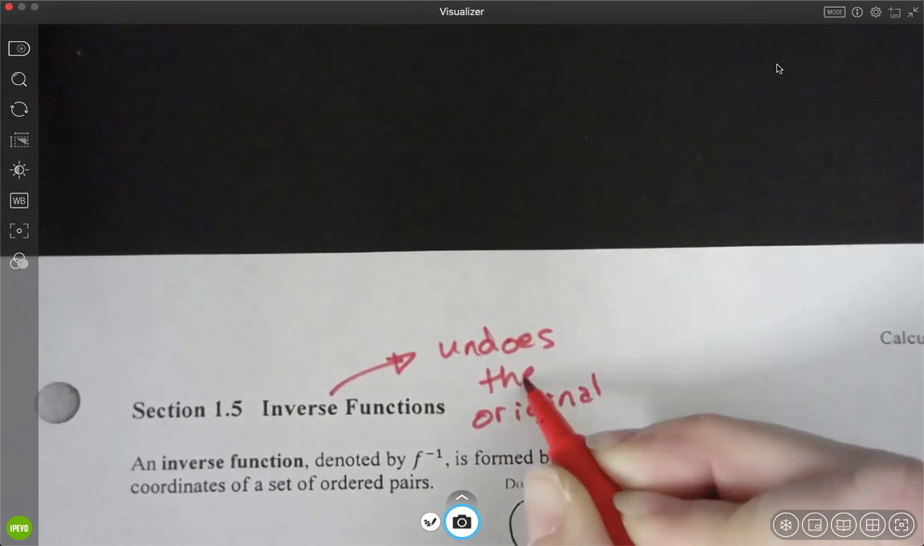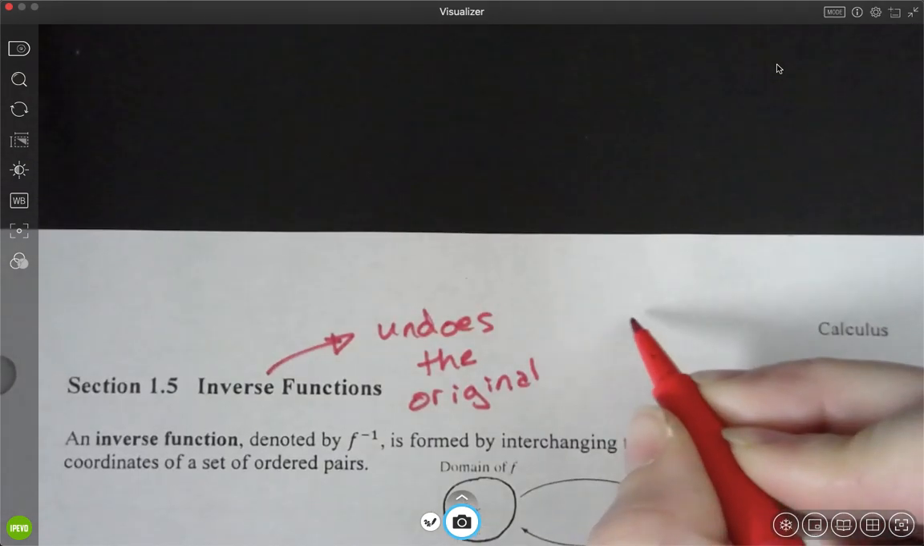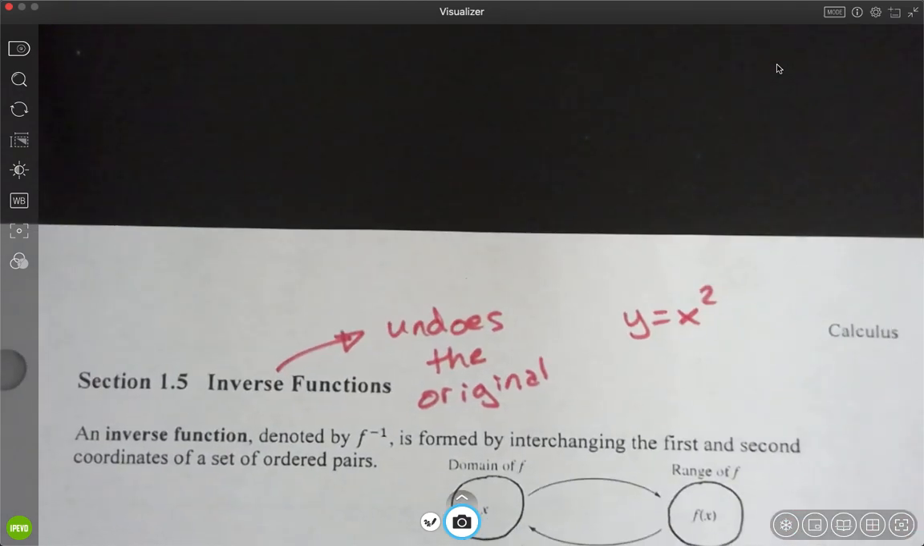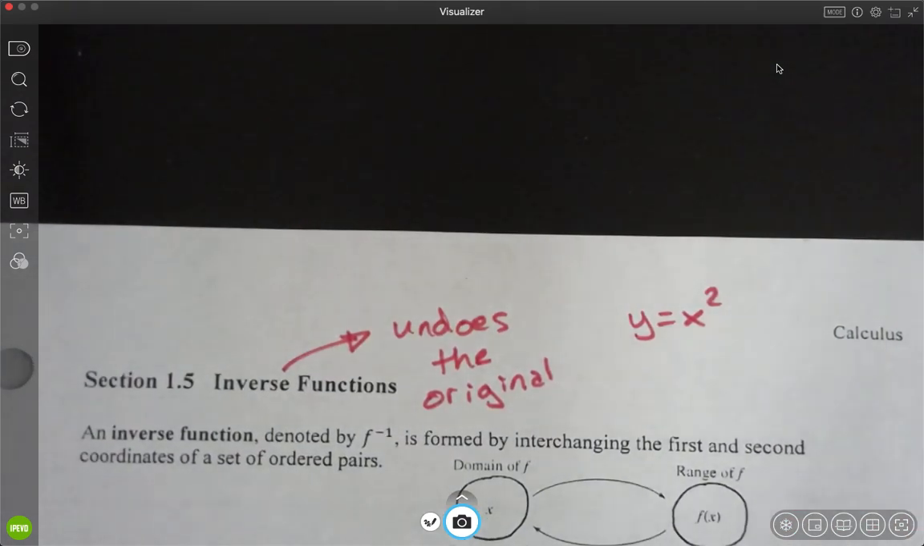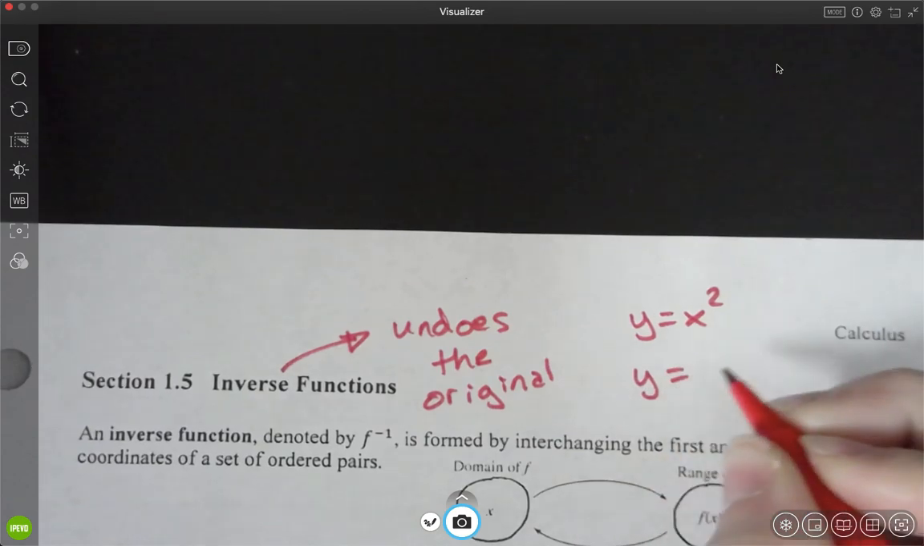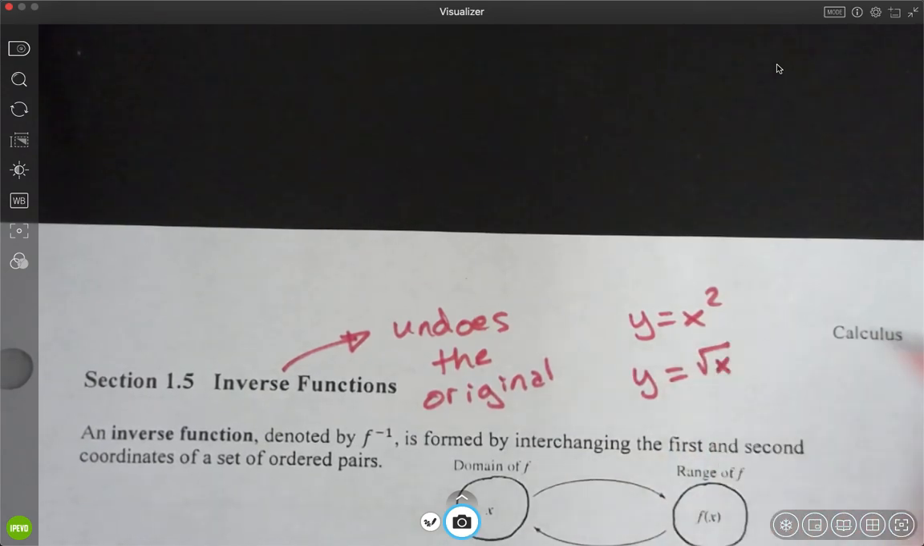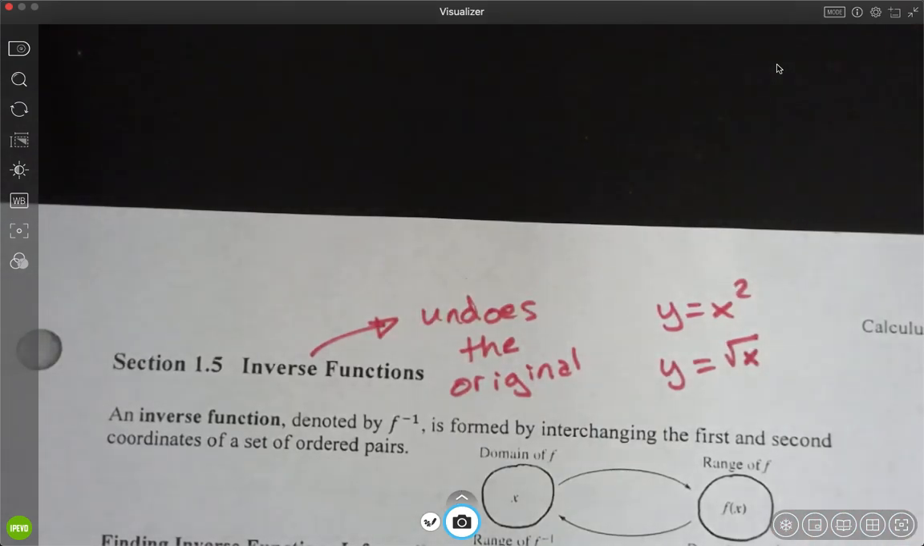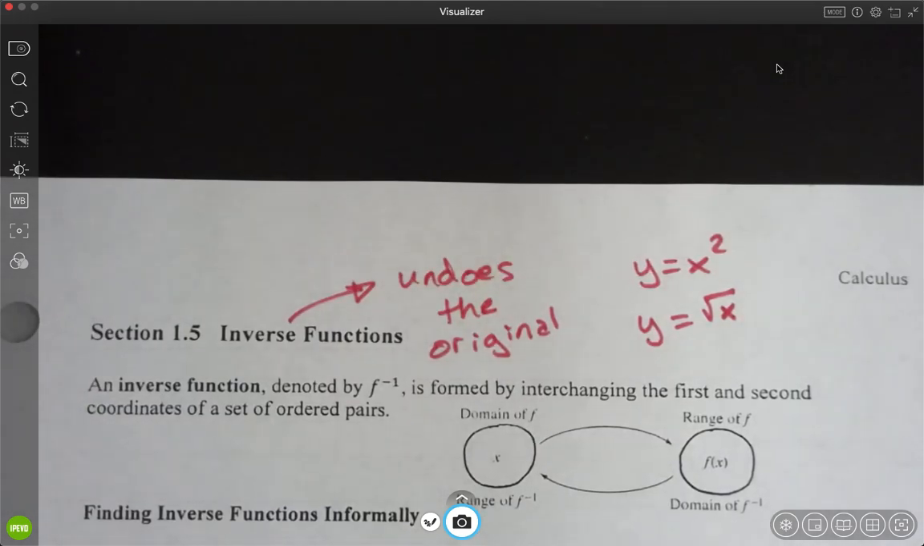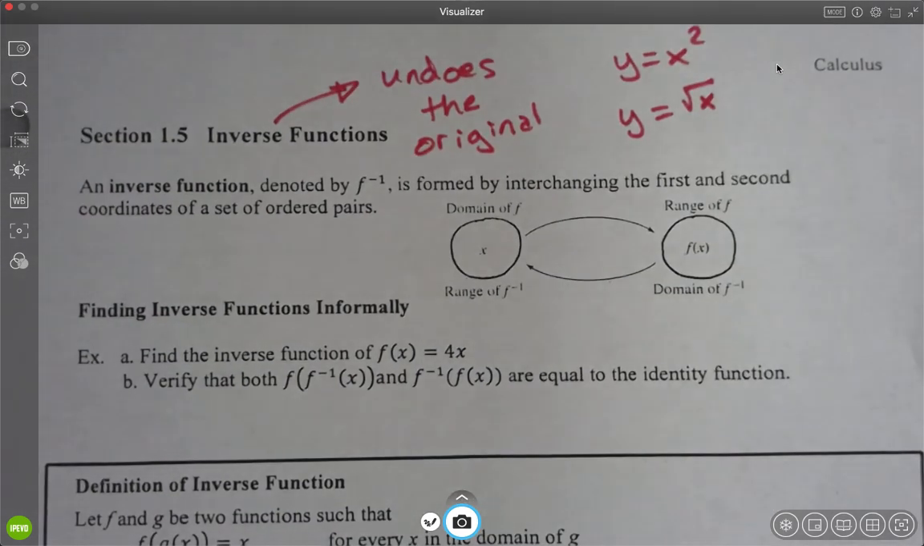Okay, so for example, y equals x squared. Do you know what undoes y equals x squared? Yeah, y equals the square root of x. So if I combine those together, they undo one another. Really, technically, it's plus and minus square root of x, but we won't get into the technical stuff yet. But it's a function that undoes the other. It brings it back to the beginning, the way it was before.